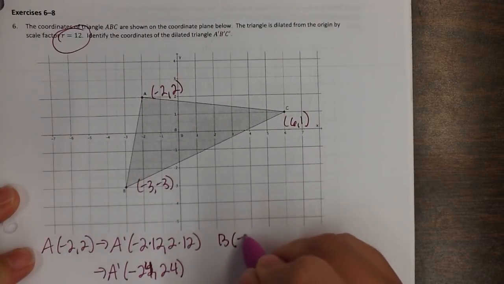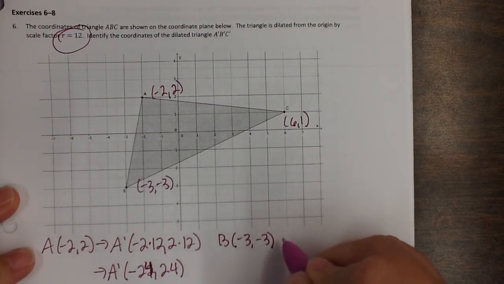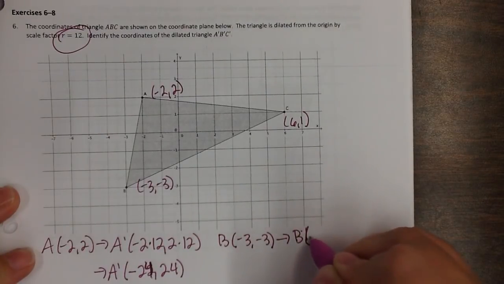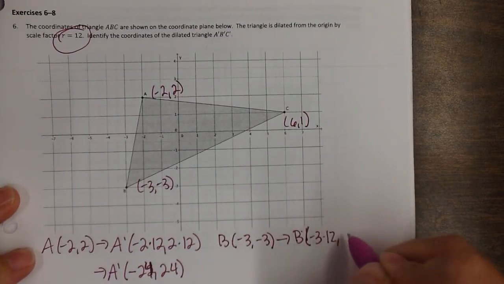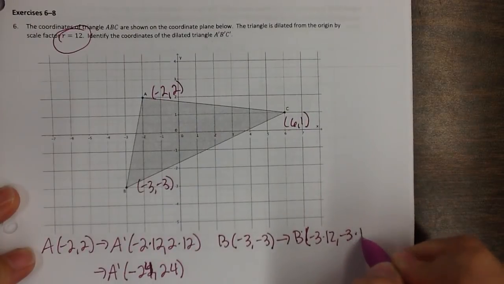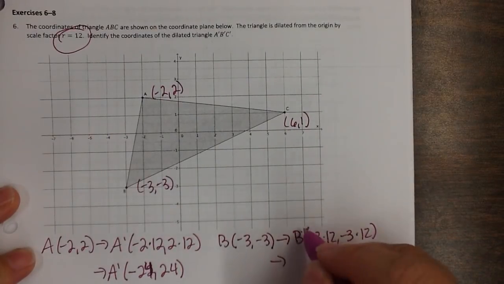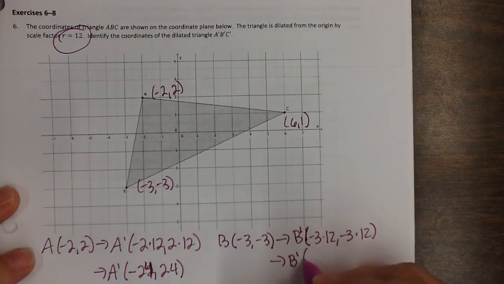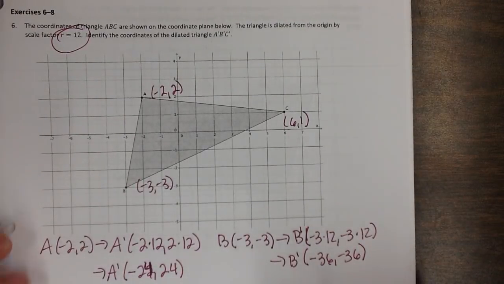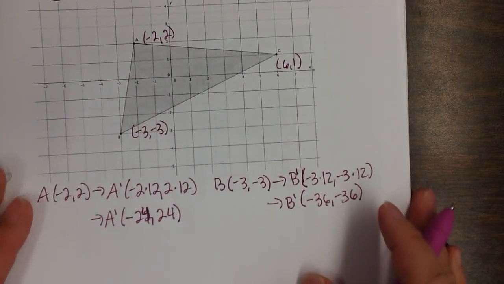B is at -3, -3. Okay, and we're going to multiply that by our scale factor. -3 times 12, -3 times 12. So B prime would be at -36, -36.